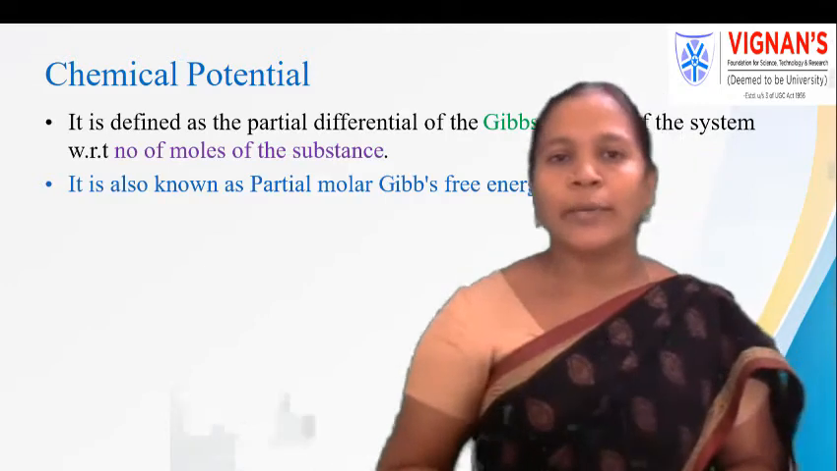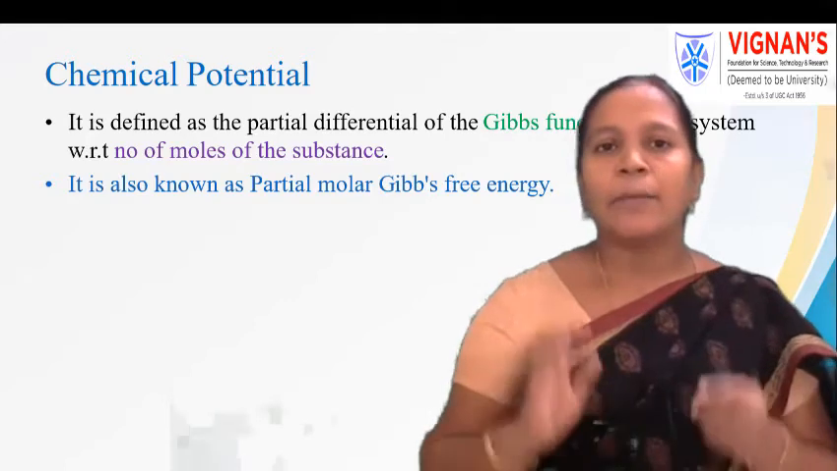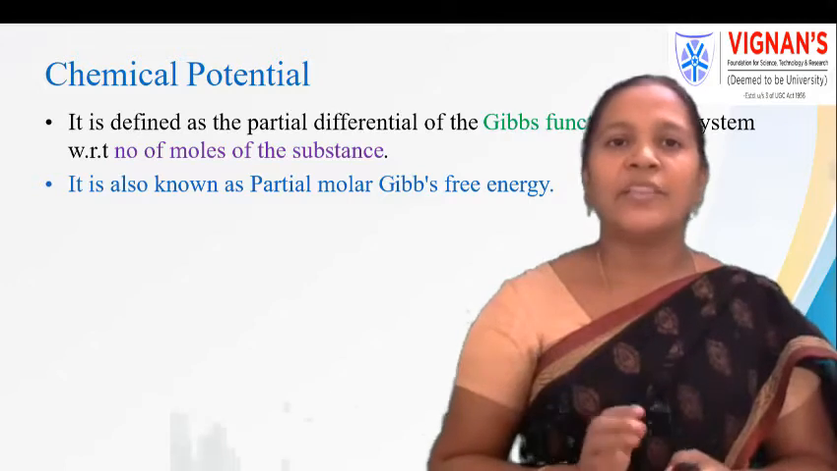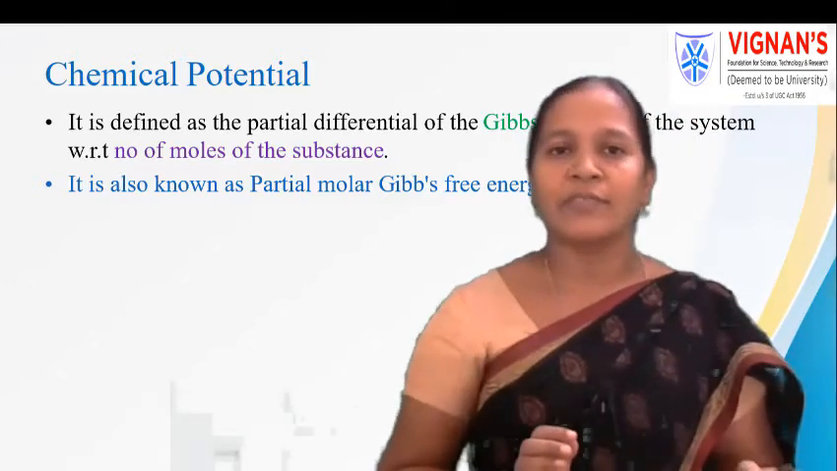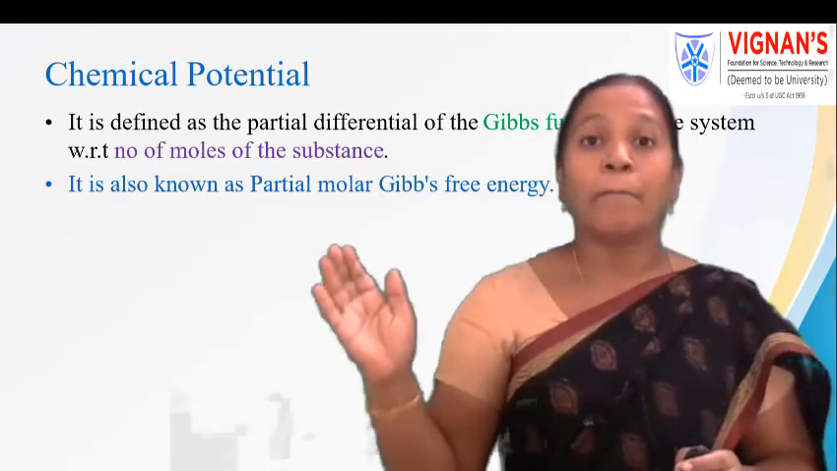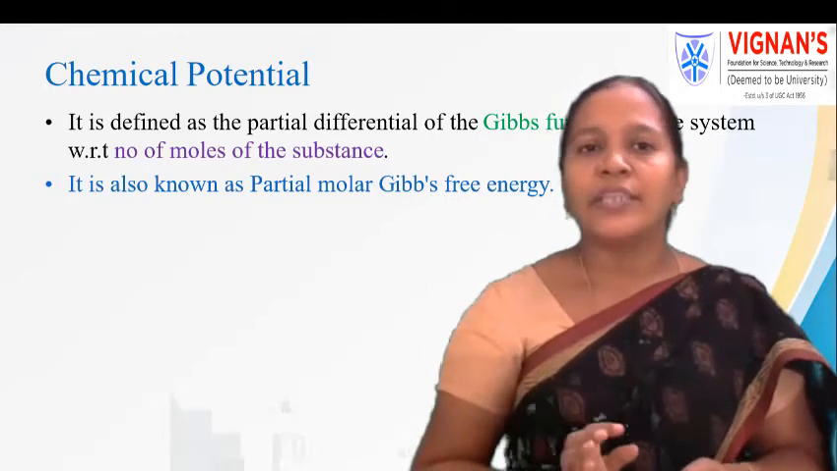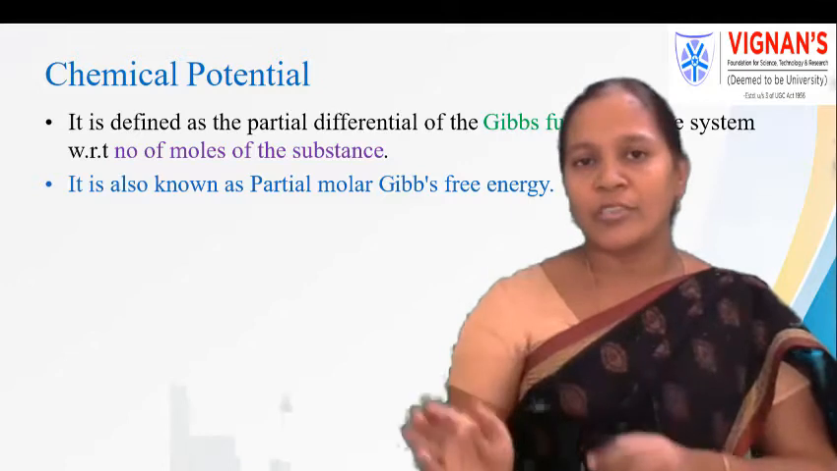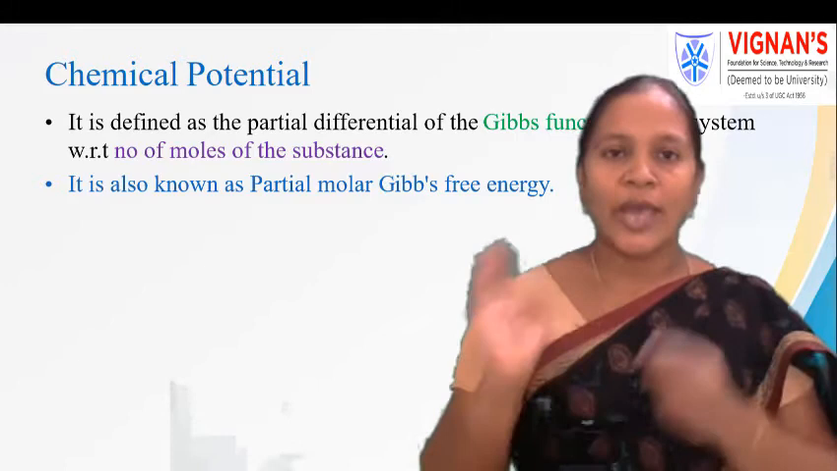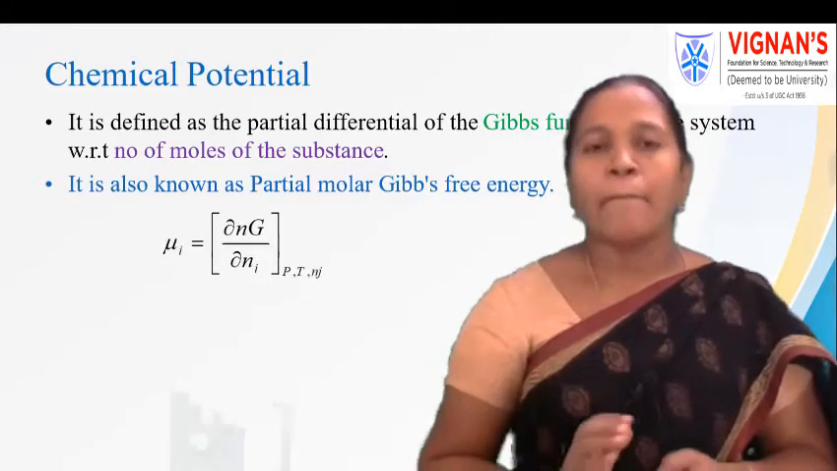Now coming to chemical potential. Chemical potential is defined as the partial differential of the Gibbs function of the system with respect to the number of moles of the substance. Chemical potential is also known as partial molar Gibbs free energy.